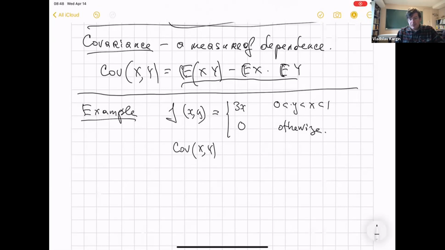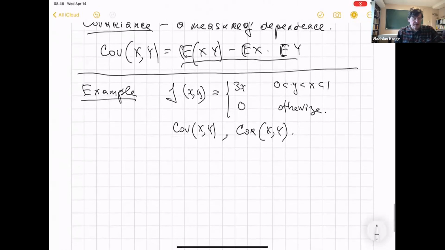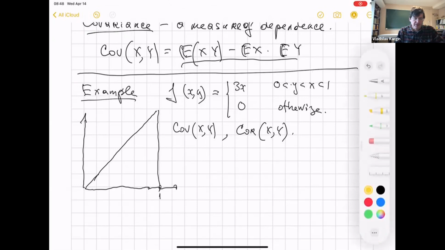Correlation has the same definition as in the case of discrete random variables. So what's the covariance and then the correlation? It turns out this is a purely computational exercise, pretty routine. So you have a function here with this specific range, which is a triangle.